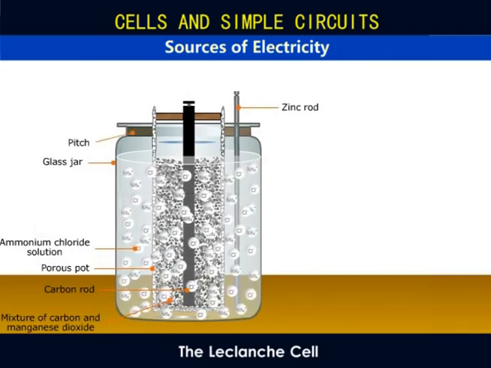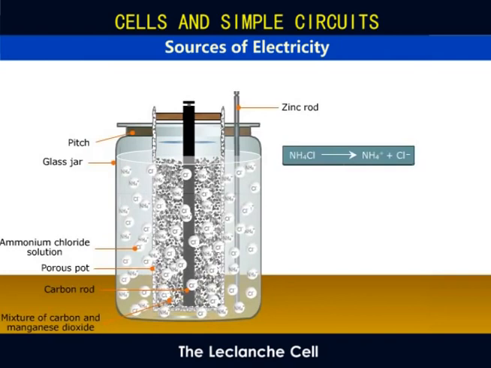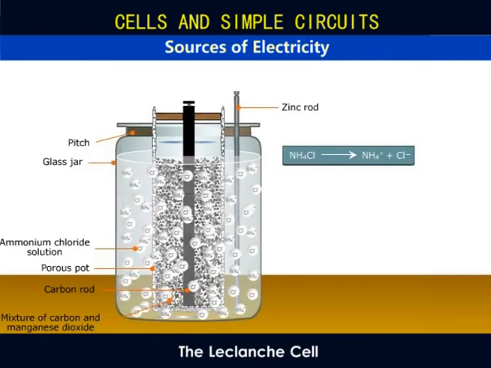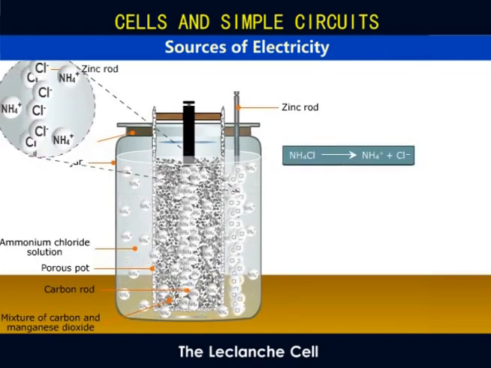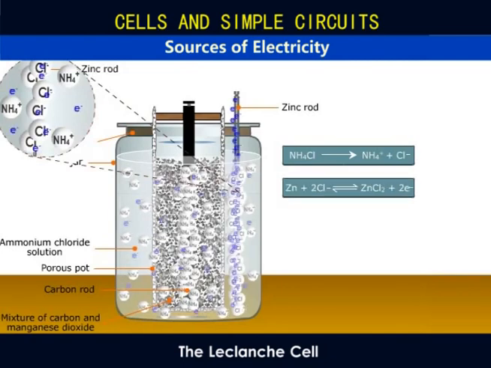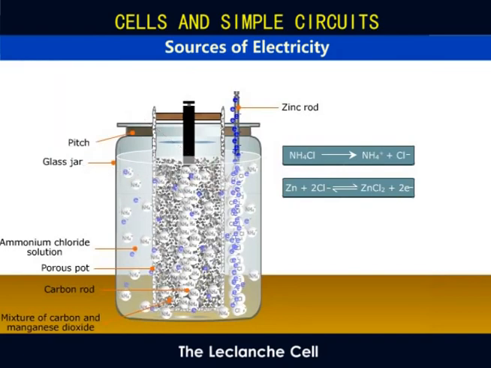Ammonium chloride splits into ammonium and chloride ions. The chloride ions move towards the zinc rod and transfer the electrons to the zinc rod, forming zinc chloride. The zinc rod contains negative charges due to the excess of electrons, so it becomes the cathode.